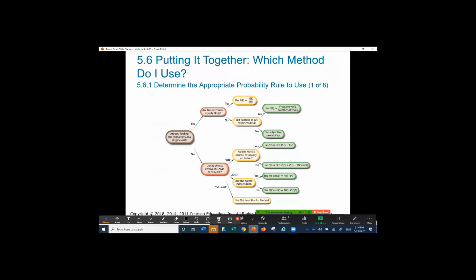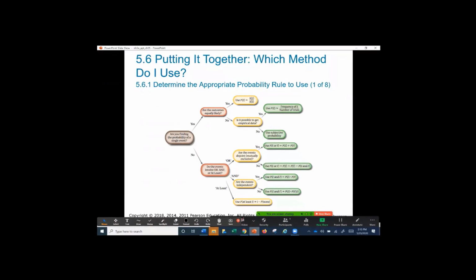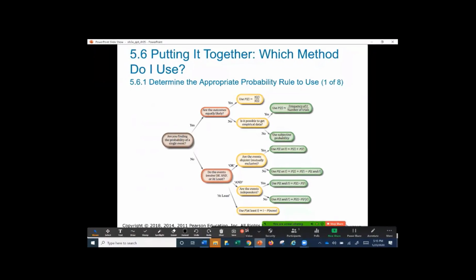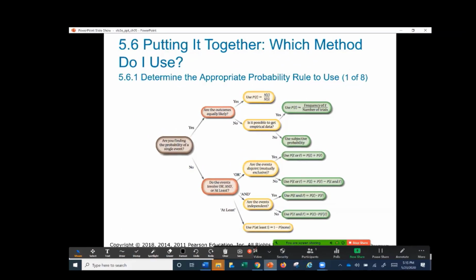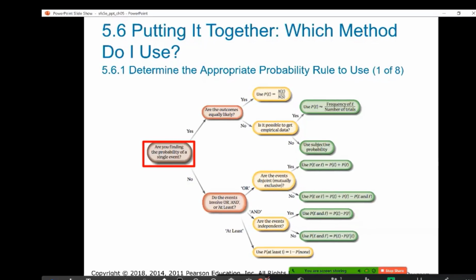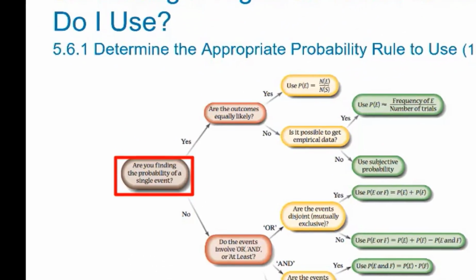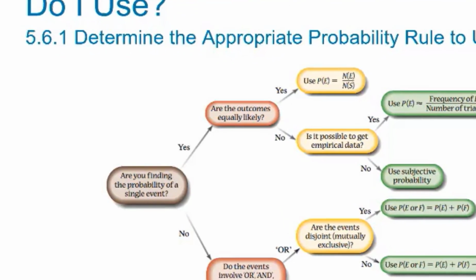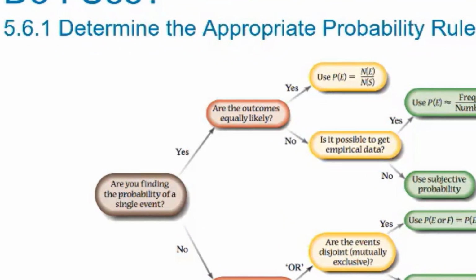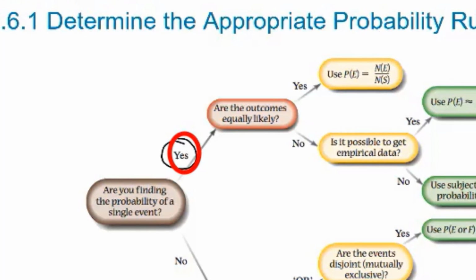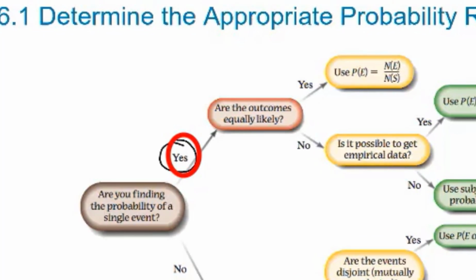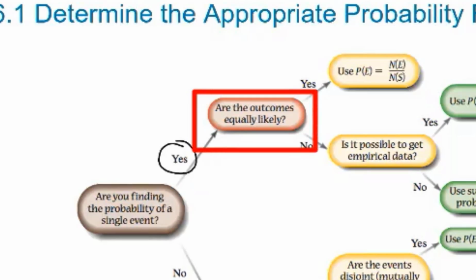In this video, we are going to put everything together. Which method do I use? Determine the appropriate probability rule to use. The first question you have to ask is: are you finding the probability of a single event? It could be a single event or a compound event. If it's a single event, then you need to ask the next question: are all outcomes equally likely?